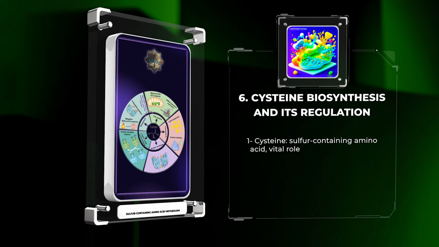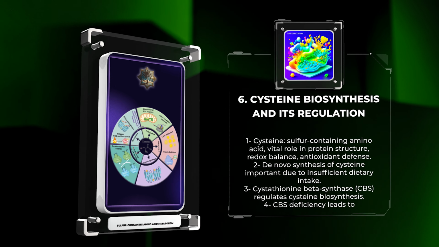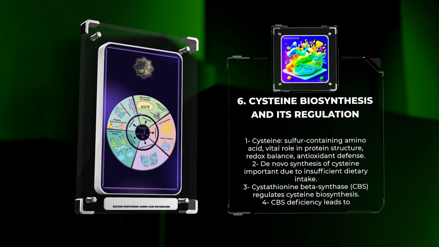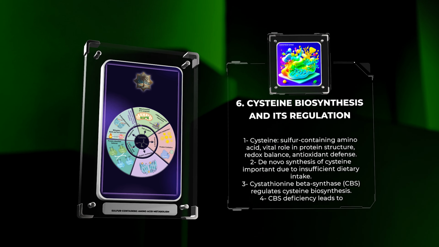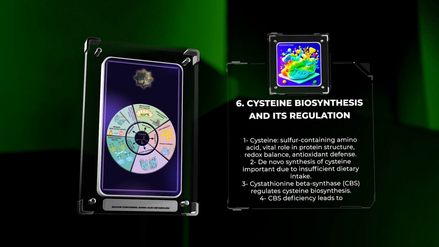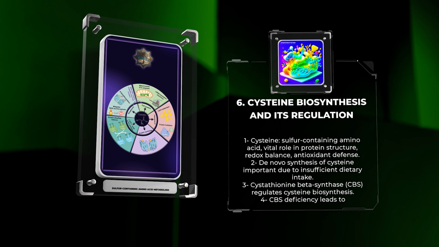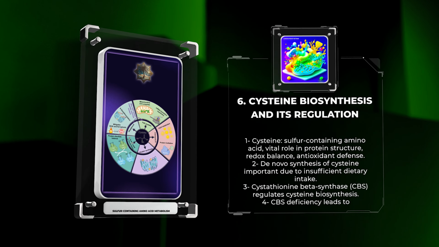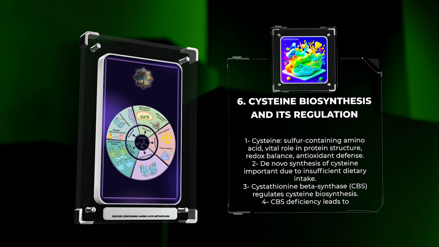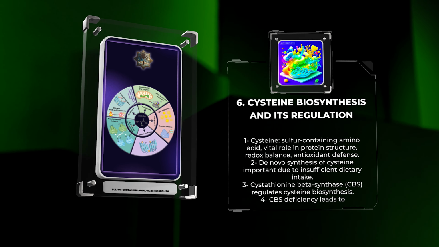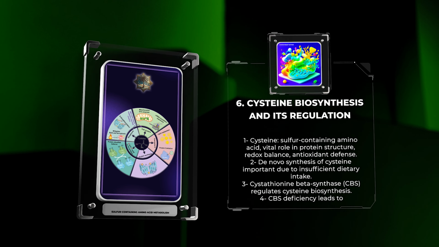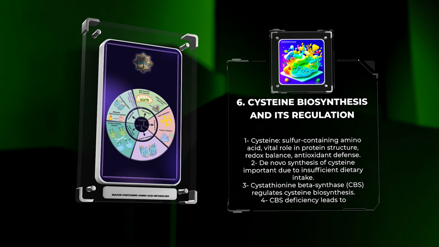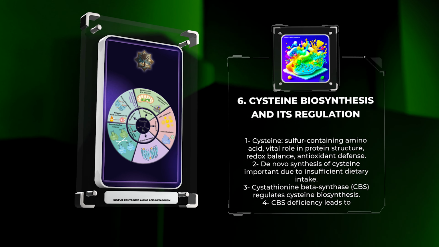Cysteine, another sulfur-containing amino acid, plays a vital role in protein structure, redox balance, and antioxidant defense. While cysteine can be derived from the diet, its de novo synthesis is equally important, as dietary intake may not always be sufficient to meet cellular demands. Cysteine biosynthesis involves multiple enzymatic steps, with cystathionine beta synthase, CBS, being a key regulatory enzyme. CBS catalyzes the condensation of homocysteine and serine to form cystathionine, which is further metabolized to cysteine.